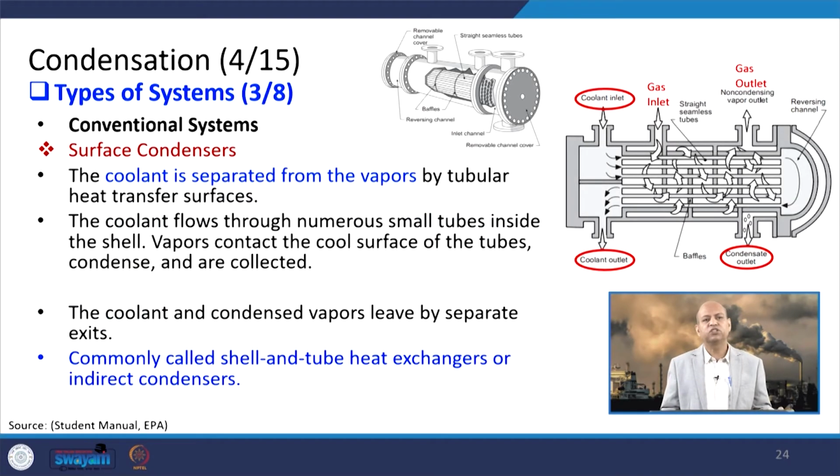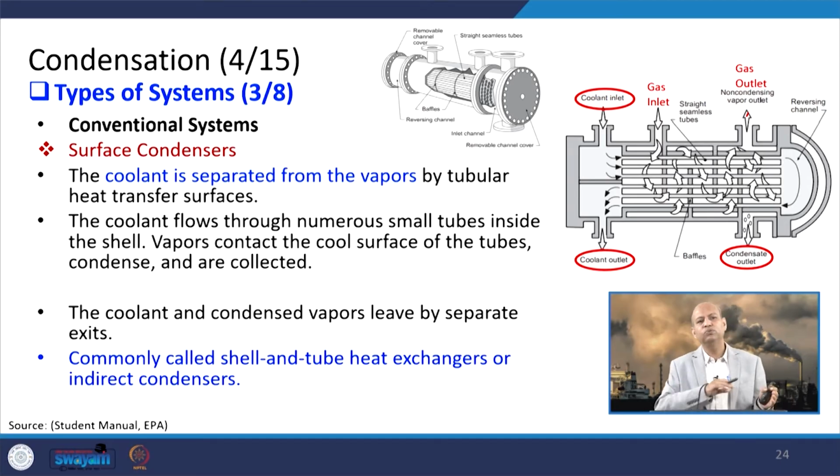Then if we talk about surface condensers, you can see the gas inlet, the coolant outlet, the condensate outlet, the gas outlet, and the coolant inlet. The coolant passes through and those surfaces get cooled. The coolant and the gas do not come into direct contact, because the gas goes through pipes in the system. So, the coolant is separated from the vapors by these tubes, tubular heat transfer surfaces.